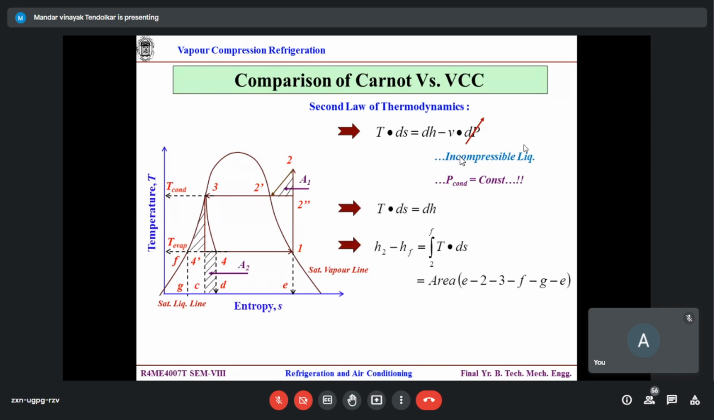And the value of dH I know. Correct? So I would say H2 minus HF. H2, then 2 dash, then 3, and then F. H2 minus HF. Correct? That area is E, 2, 2 dash, 3, F, then G, and then E. Do you agree? Area under the curve. Any problem?